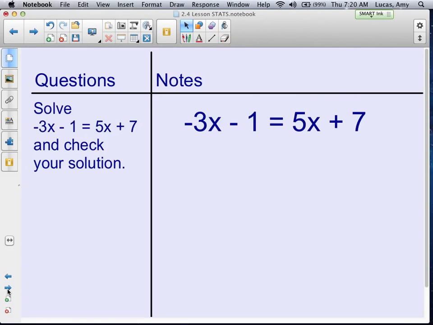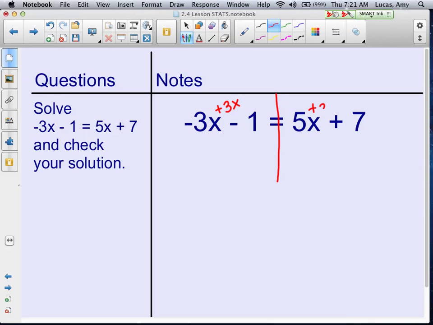Okay, another example like the last. I'll use a different method solving in case you don't like solving with the train tracks. My variables are 5x on the right-hand side and negative 3x on the left. So I am going to add 3x to cancel out my negative 3x. That would be the inverse. Now I have negative 1 equals 8x plus 7. So I'll subtract away that 7 because my married couple is the 8x.